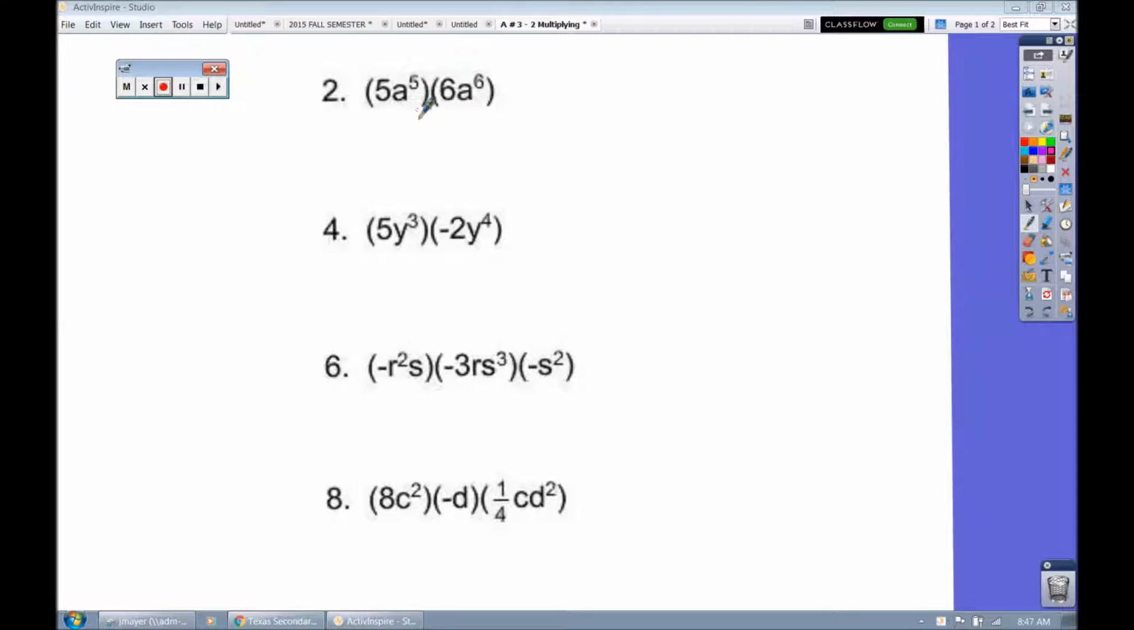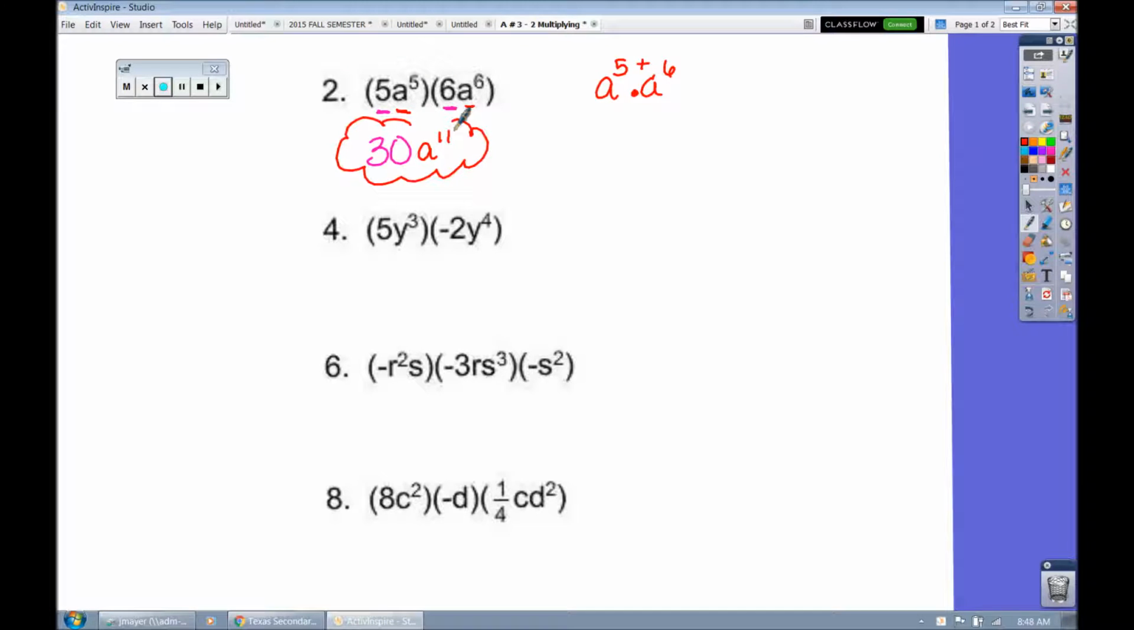Let's look at question 2. Start with your numbers. We're multiplying 5a to the 5th times 6a to the 6th. 5 times 6 is 30. And then let's look at our letter a here. A to the 5th times a to the 6th. Remember our rule, we're just adding the exponents. That would be a to the 11th.